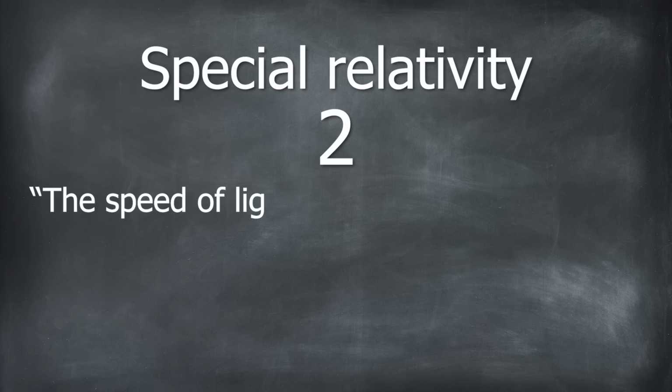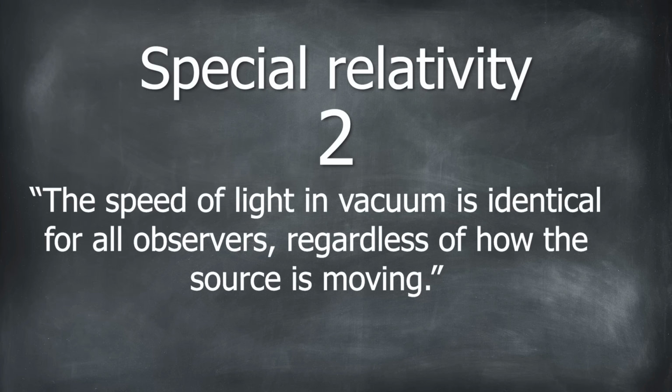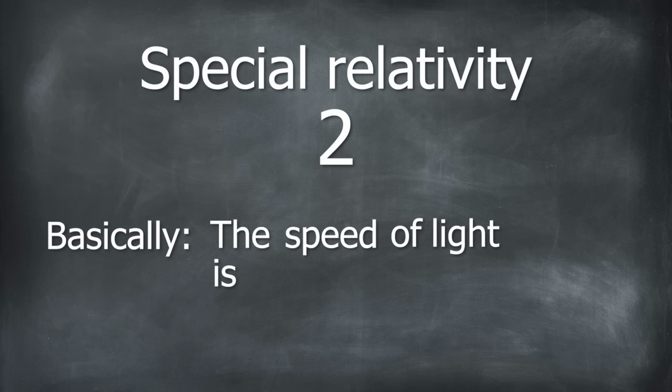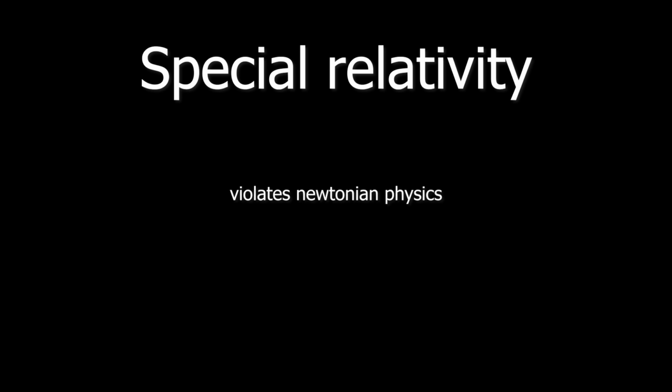2. The speed of light in vacuum is identical for all observers regardless of how the source is moving. Explaining this postulate is long and complicated. Basically, the speed of light is a constant, and this was revolutionary at the time. Here's a full explanation. If you're interested, you can pause the video and read it. Oh, and by the way, this violates Newtonian physics, because why not?